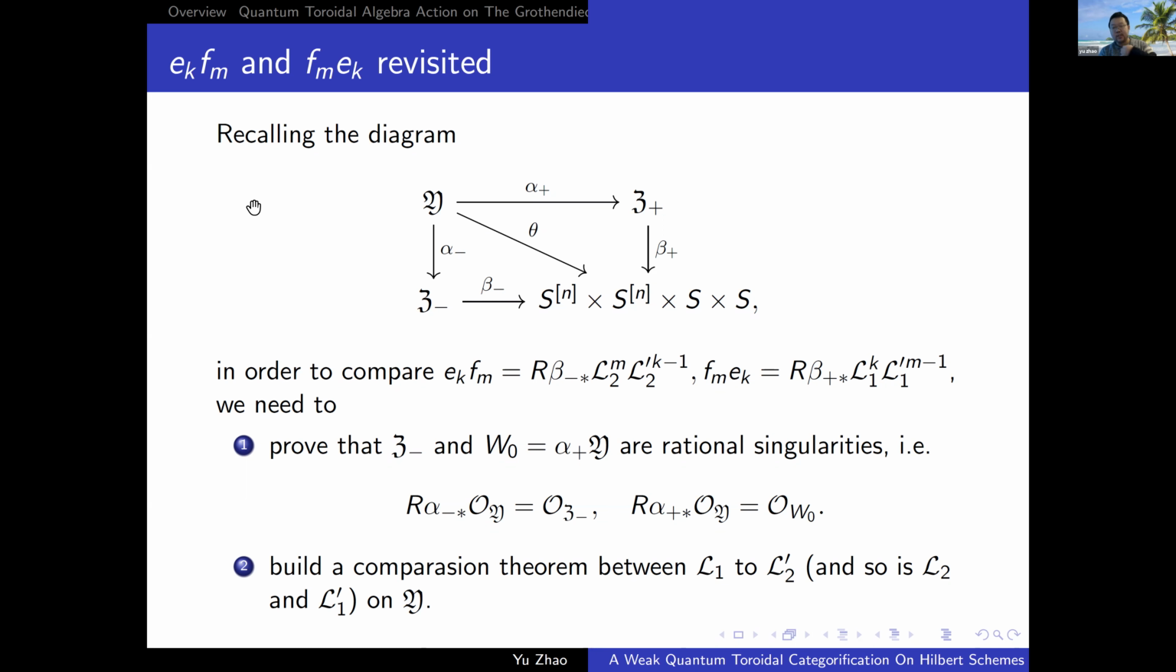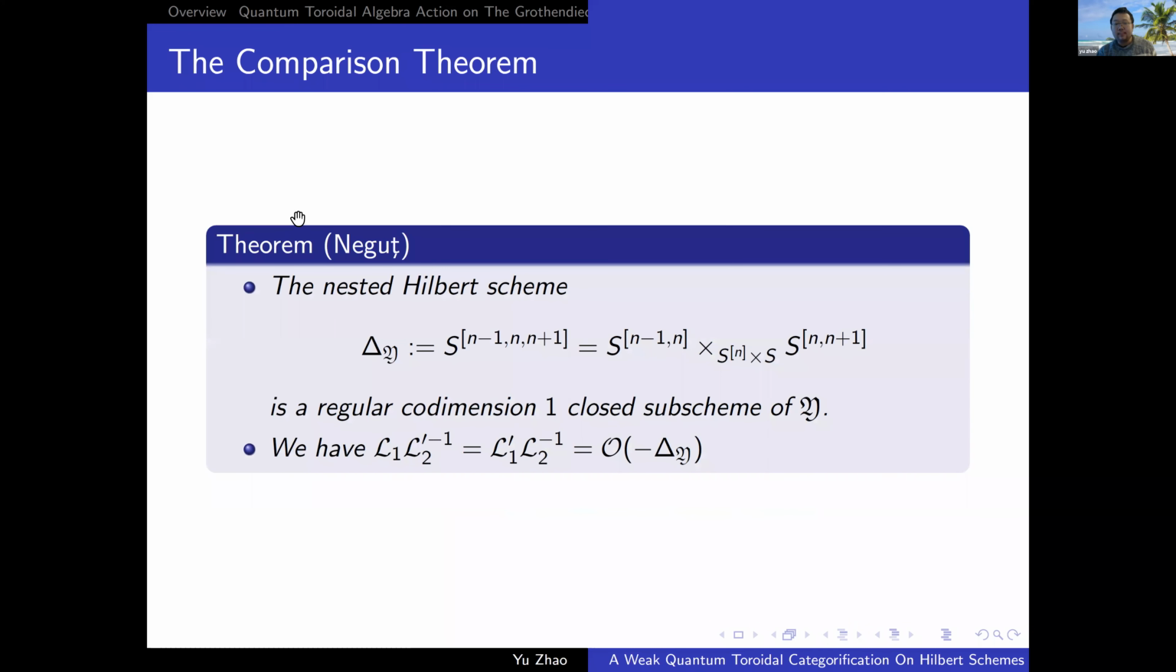The second comparison is that, as we have said, we could define L1, L1 prime, L2, L2 prime, all those line bundles to be defined on Y, and we want to compare those line bundles on Y. This is the second part we need to do. Actually, the second part has also been built by Andrew.